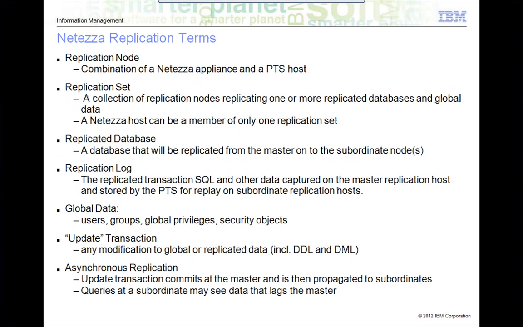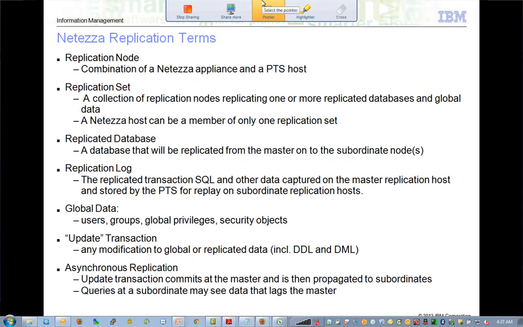Netezza replication introduces some terms. Let's look at what they are. A replication node is a combination of a Netezza appliance and a PDS host. A replication set is a collection of replication nodes replicating one or more replicated databases and global data from master to subordinates. A Netezza host can be a member of only one replication set in this release. And in one setup, you can have only one replication set at the moment.